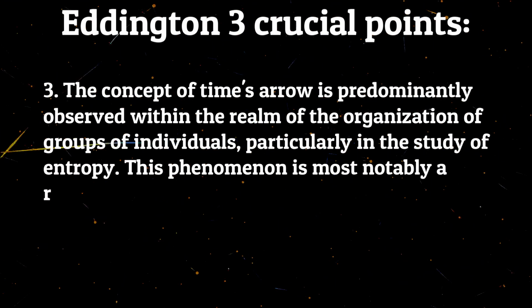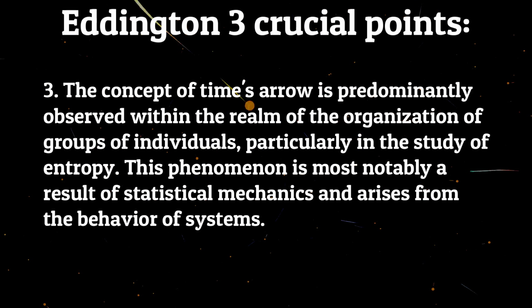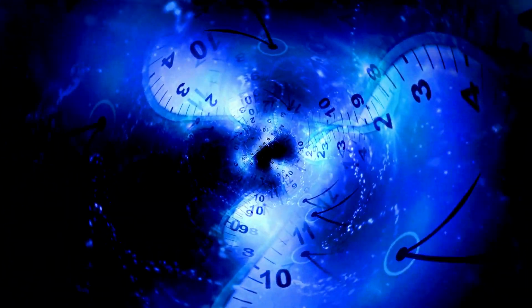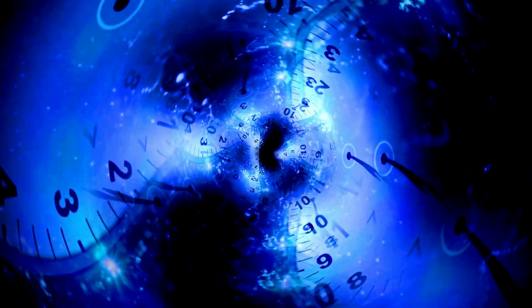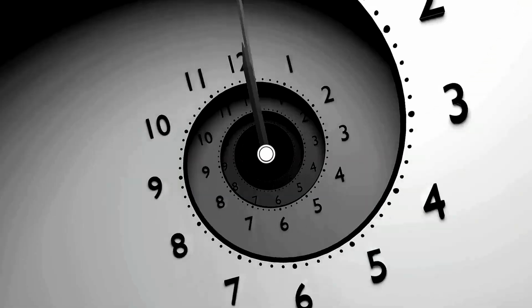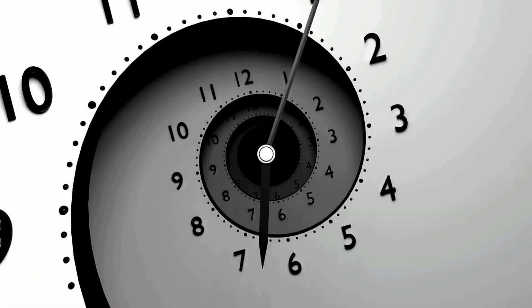This phenomenon is most notably a result of statistical mechanics and arises from the behavior of systems. Eddington's exploration of time's arrow in The Nature of the Physical World provides insights into the unique nature of time's asymmetry and its significance in both consciousness and scientific understanding. The concept of time symmetry, or T-symmetry, can be simplified as follows.